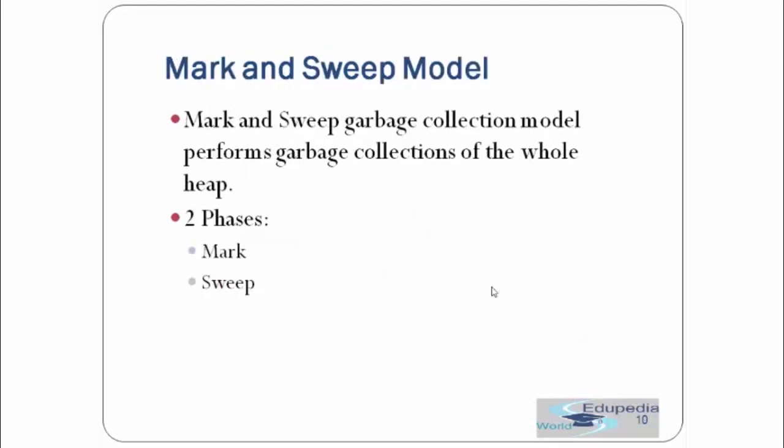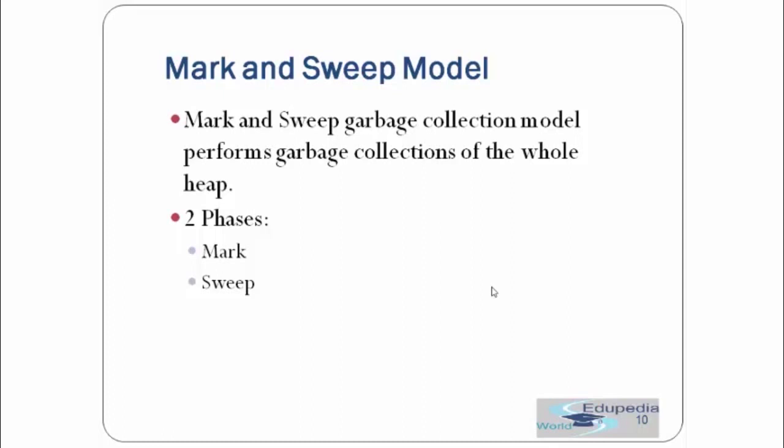Now some models of garbage collection. Garbage collection happens on the basis of different models, but not every JVM follows the same model. We are covering this model in our tutorial because it is a very basic model and most JVMs follow it, though not 100%. It's called the mark and sweep model, and it performs garbage collection on the whole heap. It has two phases, which are mark and sweep.